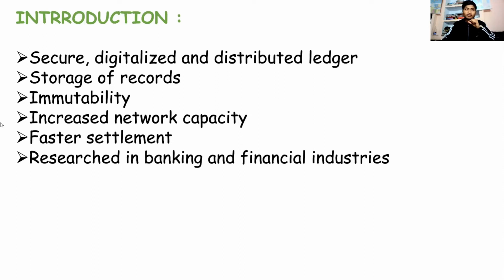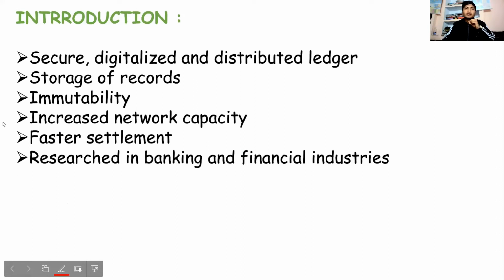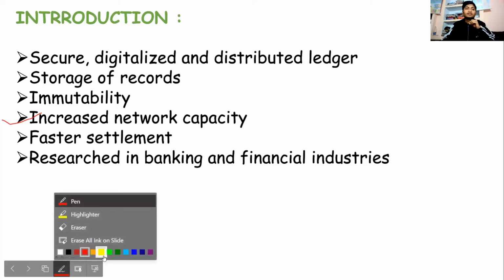Now the next point you can see in front of you, gentlemen, is increased network capacity. That means blockchain technology provides us increased network capacity. How? We were using the traditional method of transferring data and money transactions, but with manual validation, in the manual process, we were not able to increase the network capacity. Now in this process, the network is very fast, so that is why we are using this.